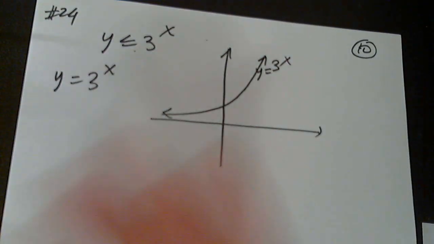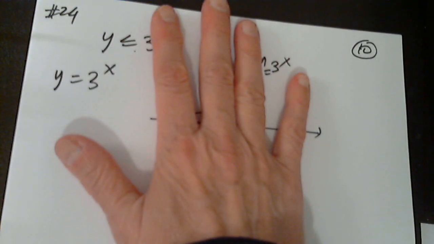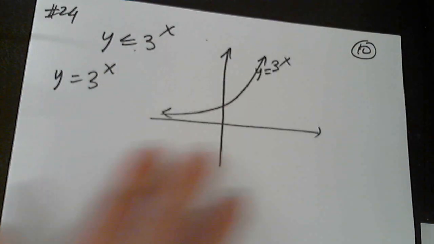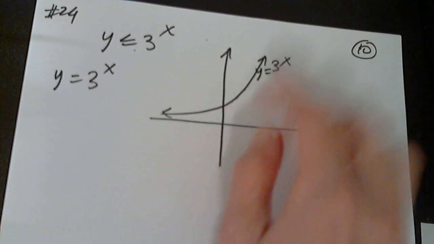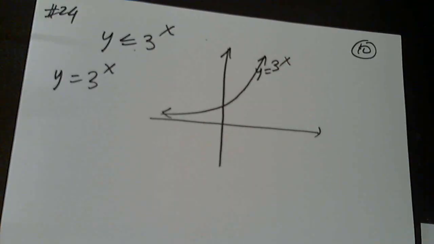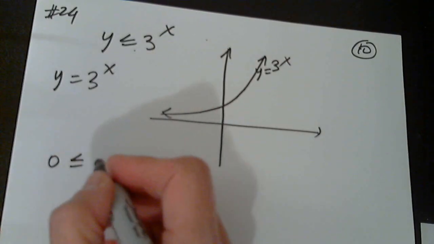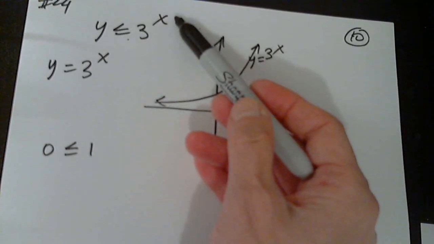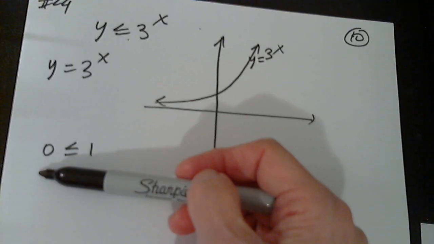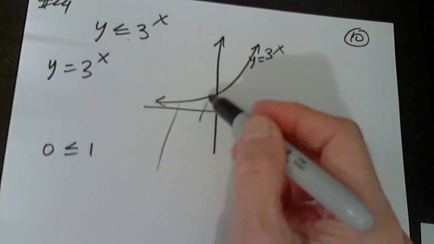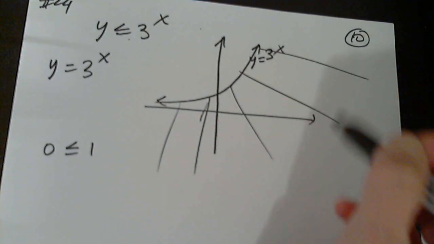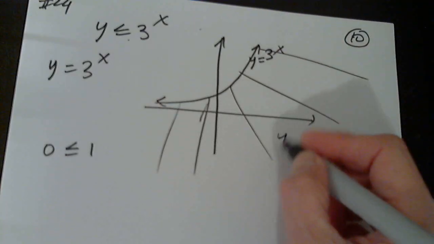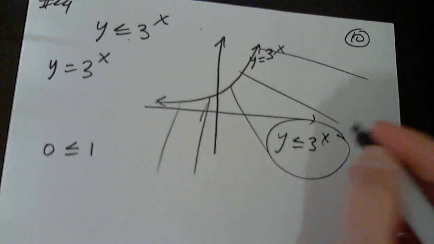So now this graph divides the plane into 2 regions, above and below. I will check the below with (0, 0). Let's see what happens. 0 less than or equal to 1. True. That's true. 3 to 0 is 1, and this is 0. So I will choose this area, including points on the line because of the equal symbol. So y less than or equal to 3 to the x.